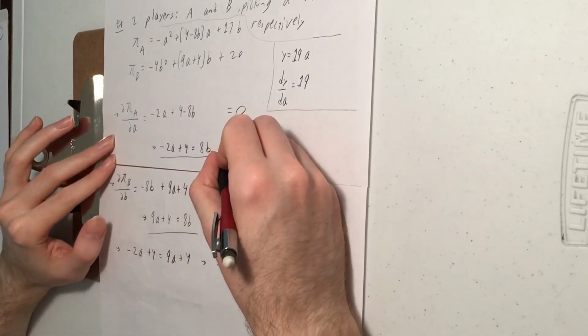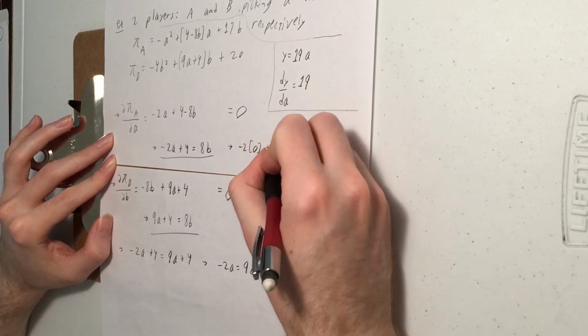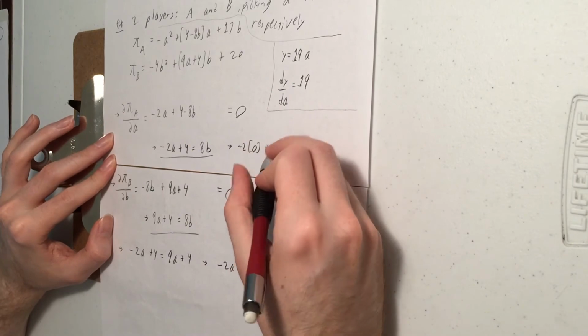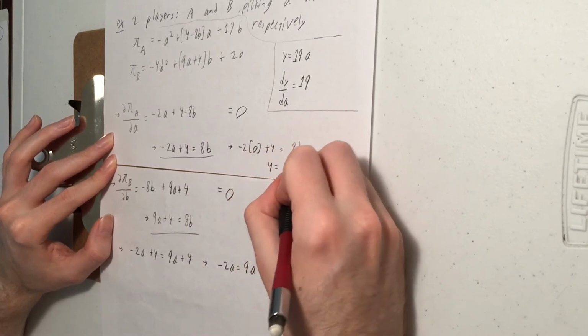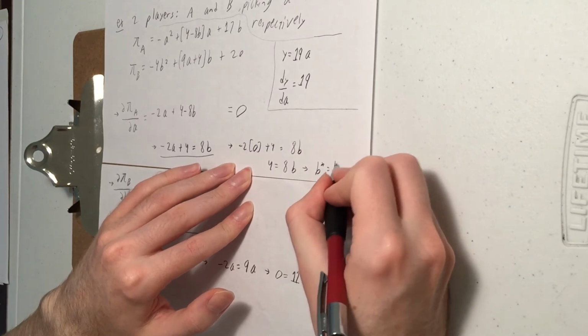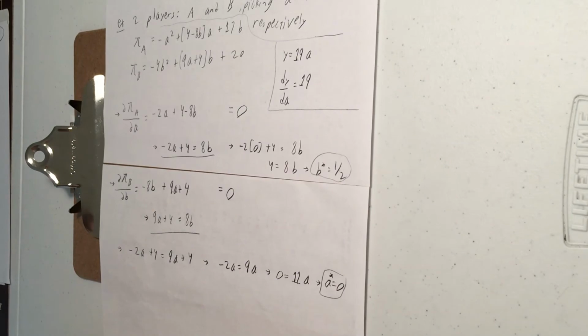So I get minus 2 times 0 plus 4 equals 8b. So I get that 4 equals 8b. B star is going to be half. So that's how you would solve that problem. So that's probably the easiest way to go about doing it. Just go through the algebra over here.